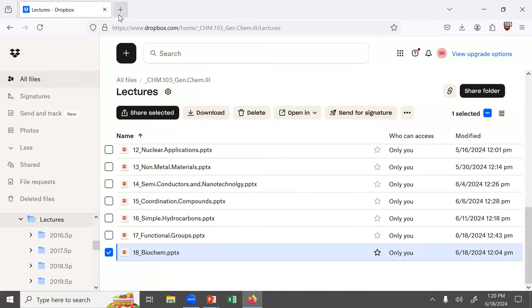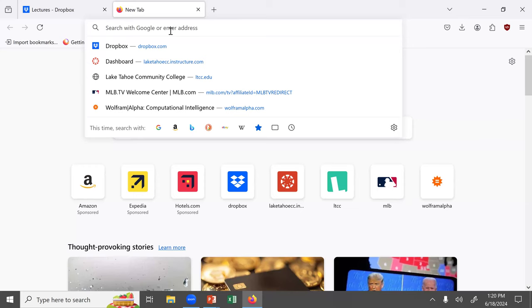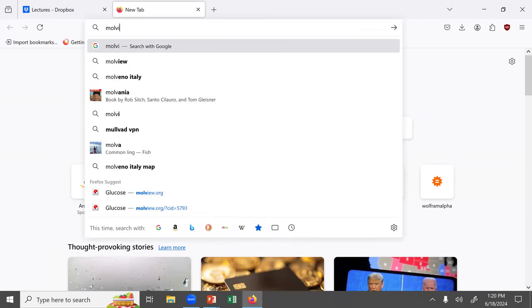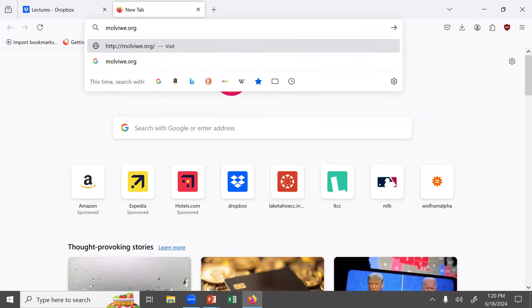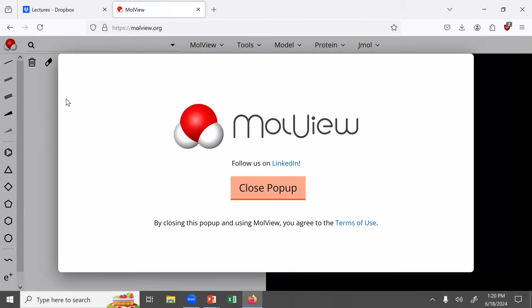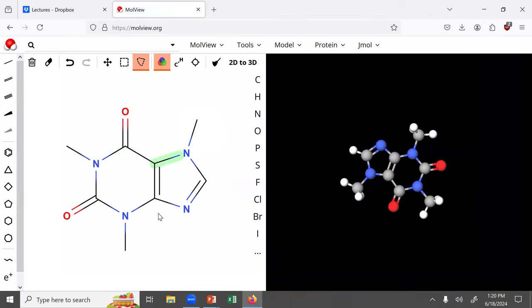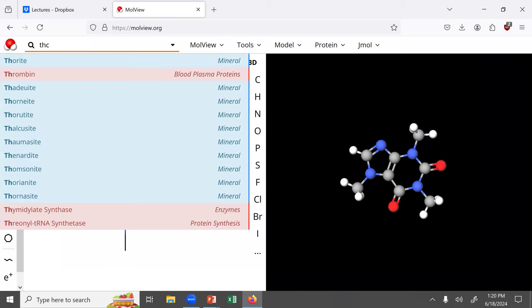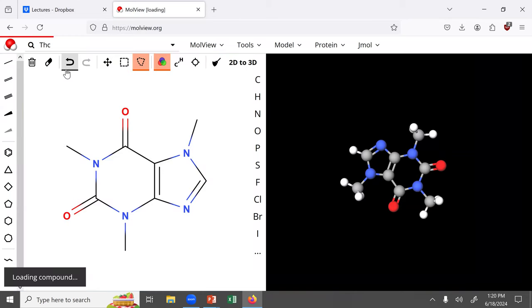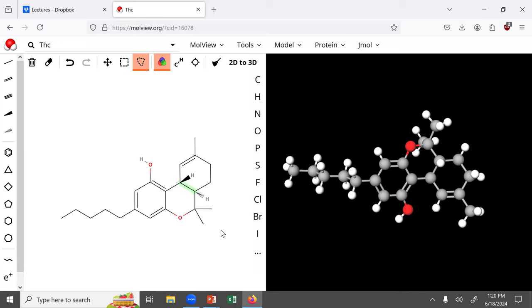But just for grins, have you used Molview at all yet? We use Molview more in organic chemistry because we're looking up properties and structures and making structures all the time. Caffeine is the default that comes up, but you can type in anything that you want to look up. There's tetrahydrocannabinol, and there's the OH group that gives it its -ol in its name.